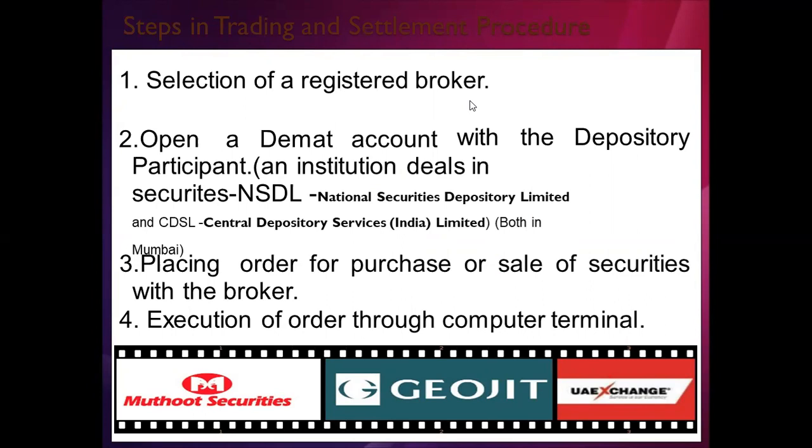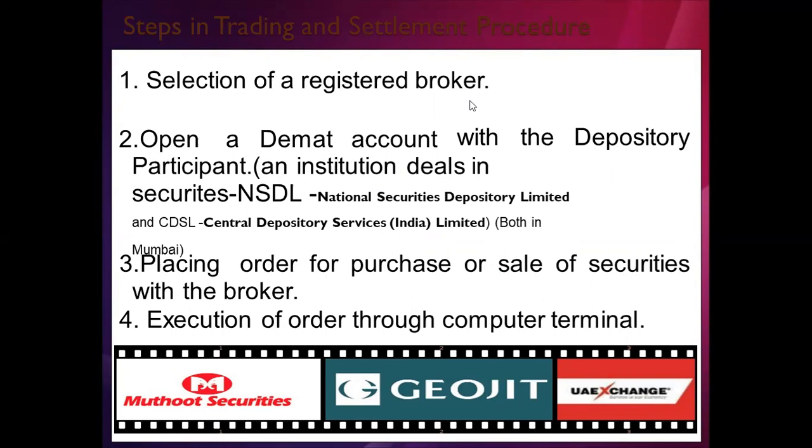After that, we need to open a demat account, that is called a dematerialization account. This has to be opened with a depository participant. As I said, we call it DP, depository participant. A depository participant is actually an institution, an organization that is mainly dealing in financial securities, financial instruments.